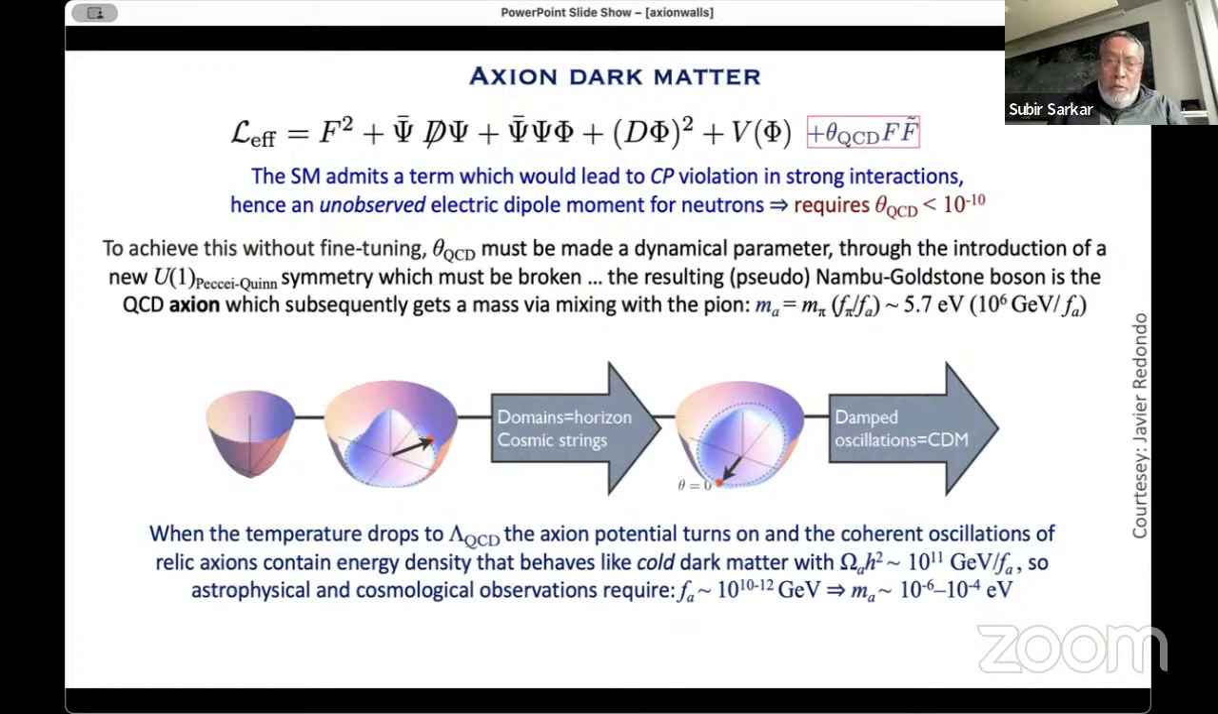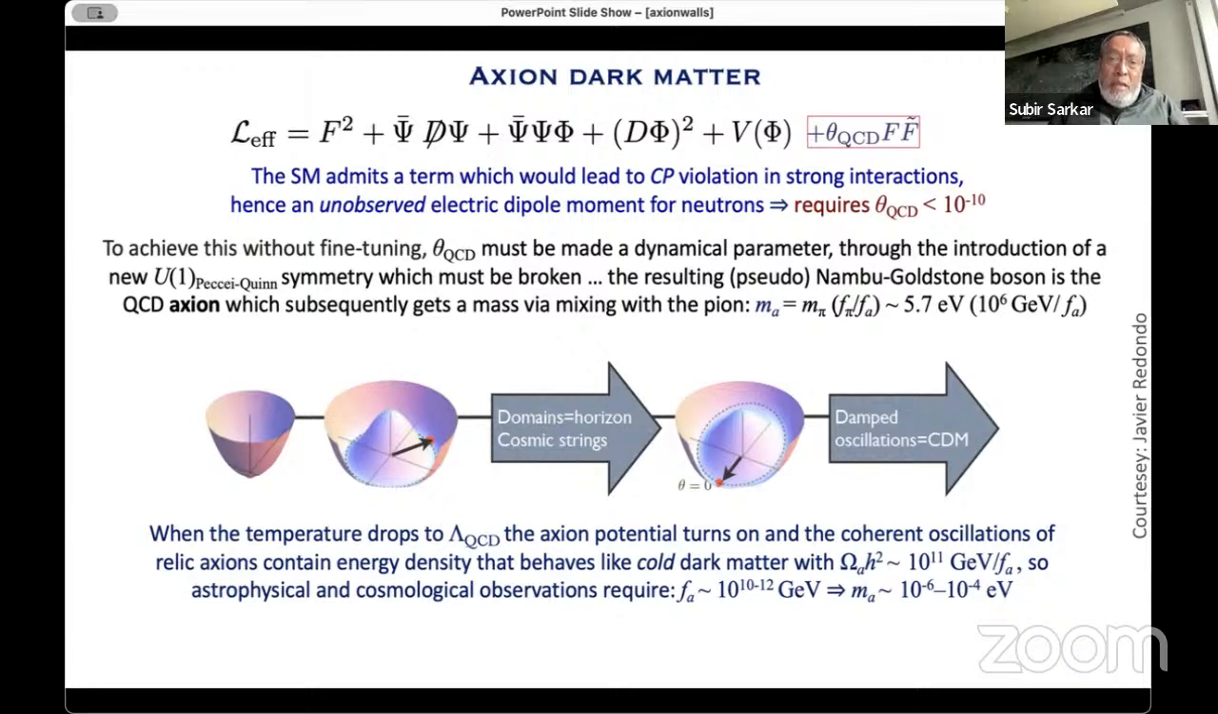And therefore, since that was something that was being demanded from considerations of structure formation in cosmology, this was just what the doctor ordered. And it was realized that this f_a, in order not to overproduce dark matter, had to be less than 10^12 GeV.